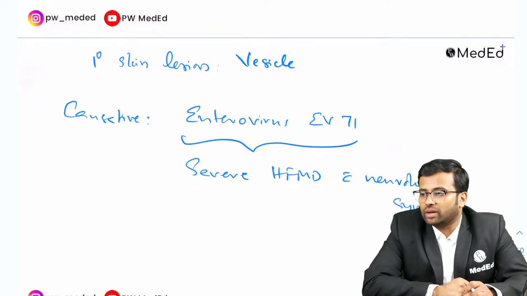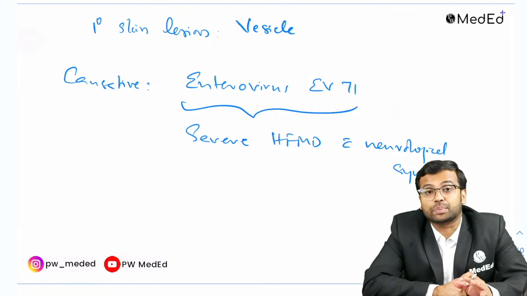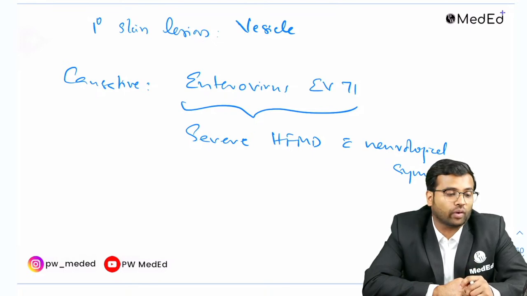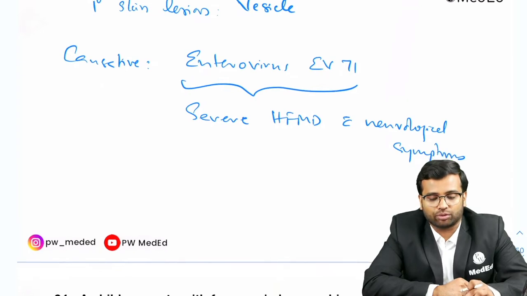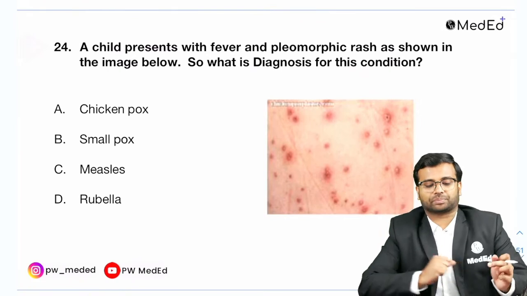Fine. So whenever there are some neurological symptoms associated with these vesicular eruptions that you see over the hand, foot and mouth, then the causative organism can be enterovirus EV71, which is going to be a severe type of hand, foot, mouth disease. Fine. So now let's move to the next one.